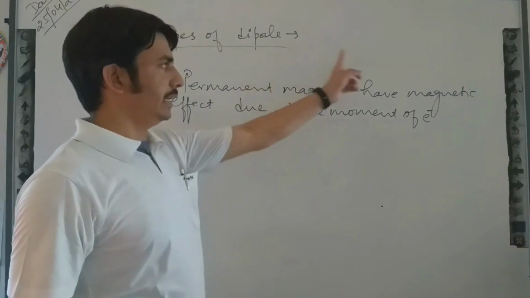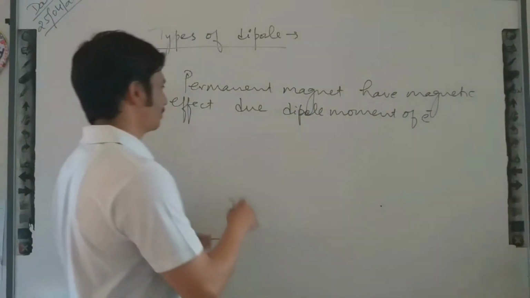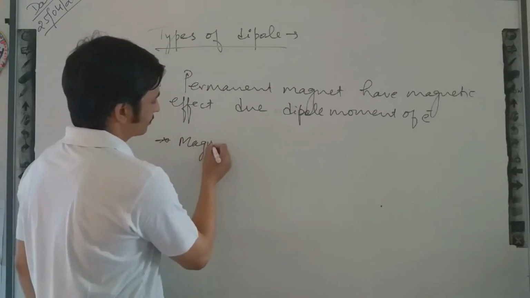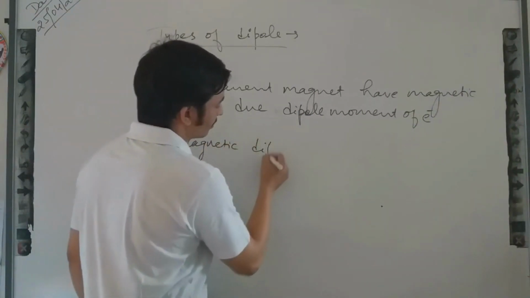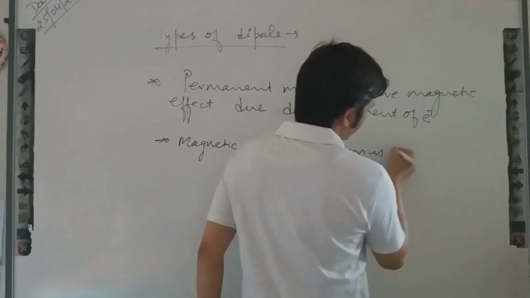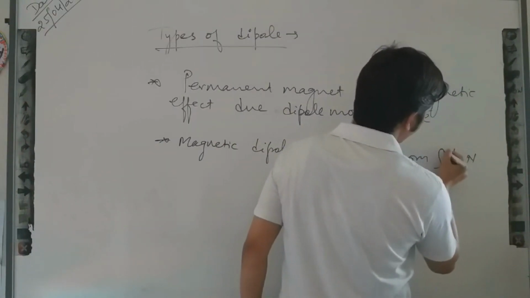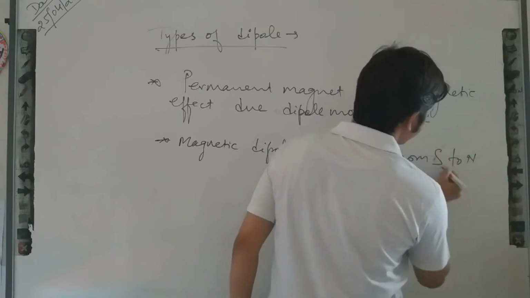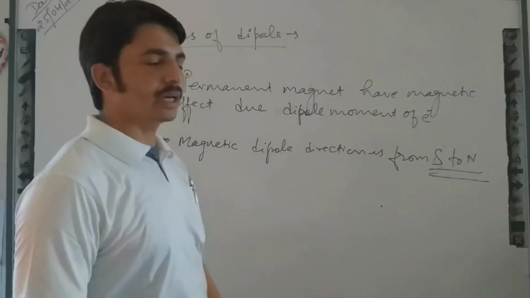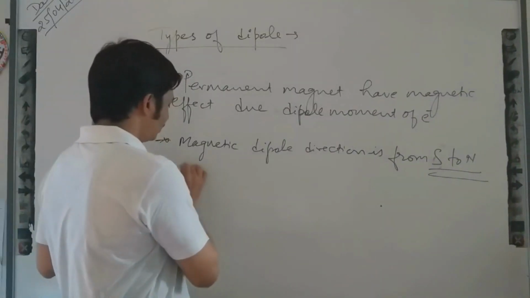As in an electric dipole, the direction is negative to positive. In a magnetic dipole, the direction is from the south end to the north end. Okay, south end to north end. This will be the direction. Okay, we will discuss this. Okay, what will be the magnitude of the magnetic dipole?